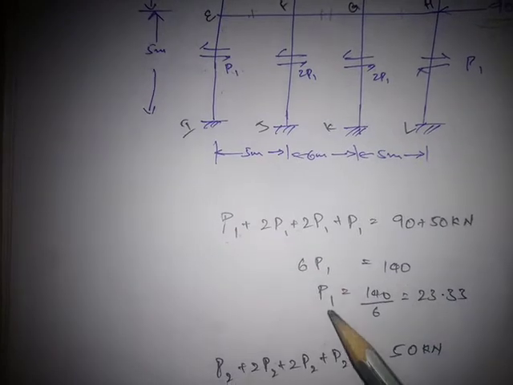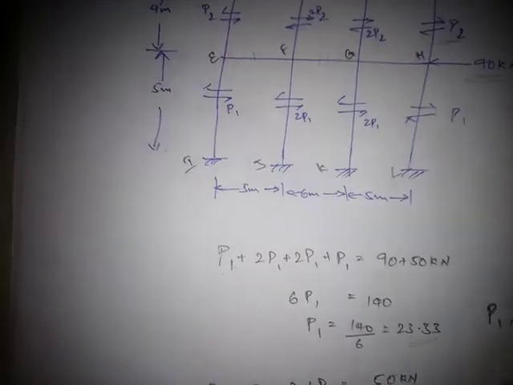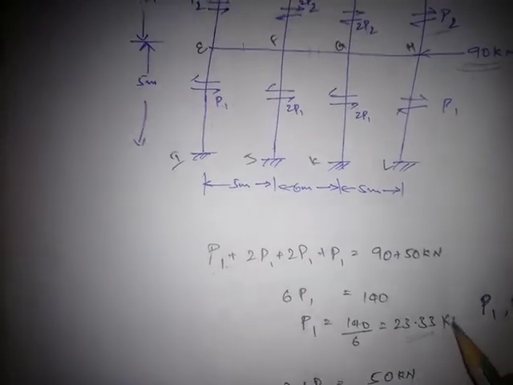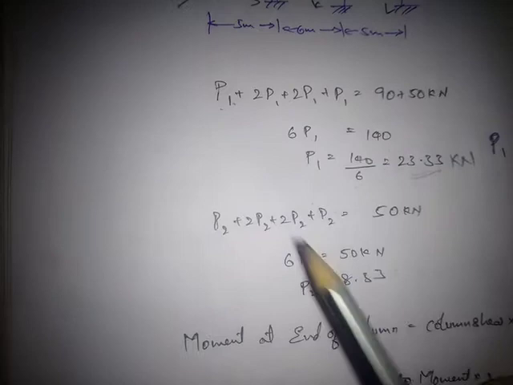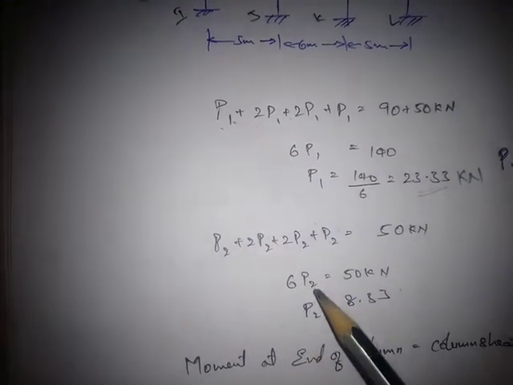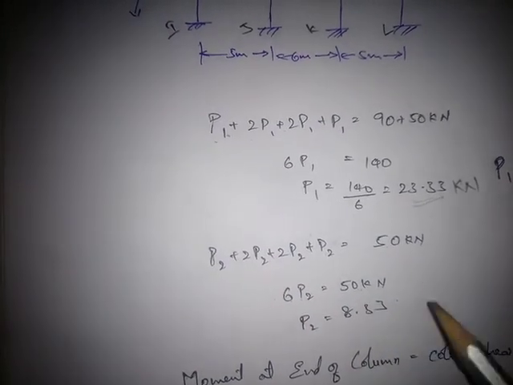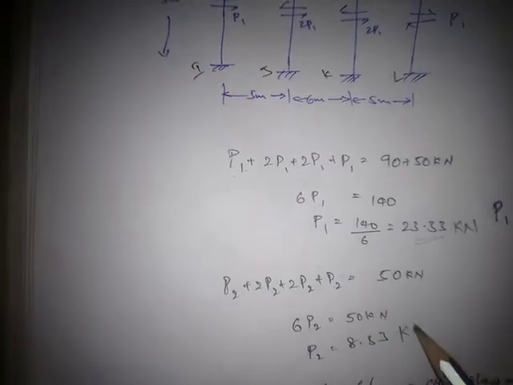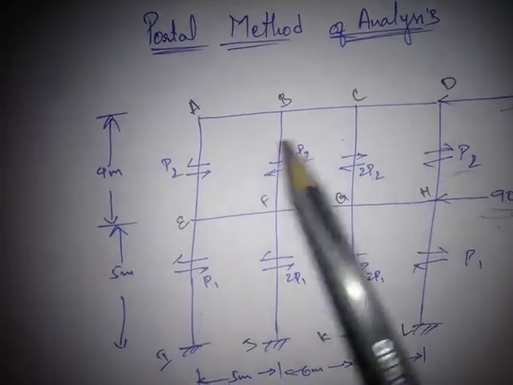6P1 is equal to 140, so P1 is equal to 140 by 6, that is 23.33 kilonewtons. Then P2 plus 2P2 plus 2P2 plus P2 is equal to 50 kilonewtons. That means 6P2 is equal to 50, so P2 is equal to 8.33 kilonewtons. So here we have got the values of P1 and P2.